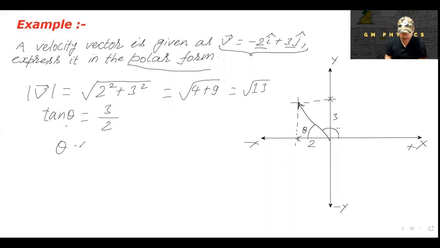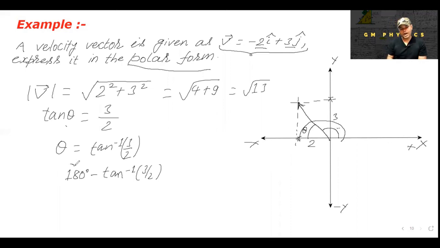So here theta is tan inverse 3 by 2. It is not the angle which we are looking for. This is the angle which we are looking for from the positive x-axis, this bigger angle. So for this, we have to write 180 degree, this entire angle, minus this theta, so 180 degree minus tan inverse 3 by 2. So this is the required angle with respect to the x-axis.